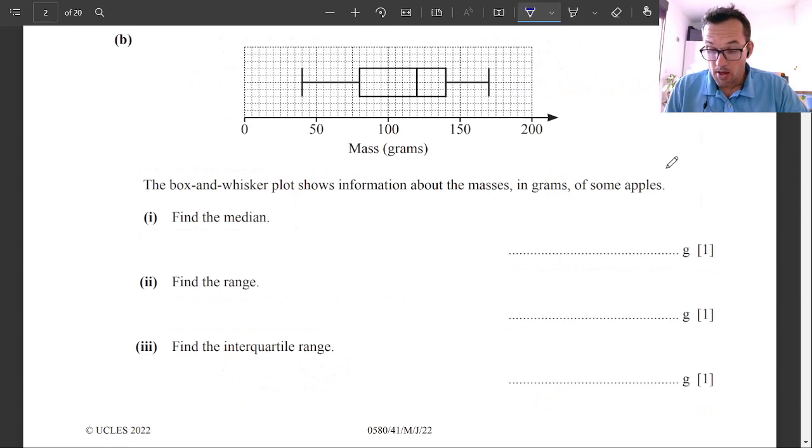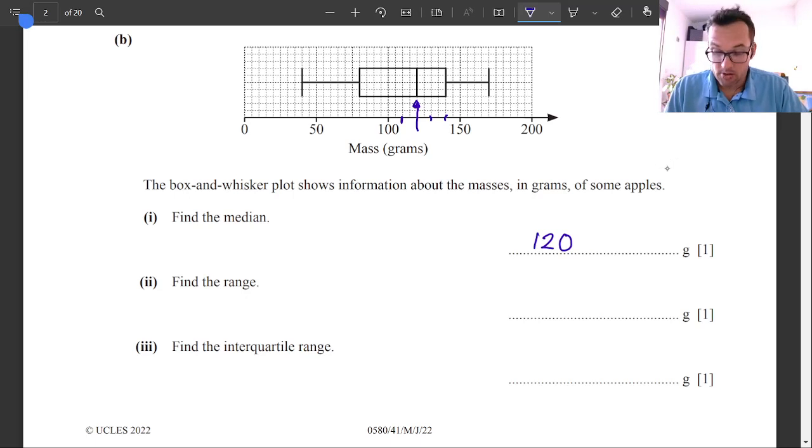Question 1b, box and whisker plot. The median, of course, is that middle line in the box. Alright, we need to make sure that we get the scale right though. Alright, so let's see, there is 1, 2, 3, 4, 5, 6, 7, 8, 9, 10 squares between 100 and 150. So every second square needs to count for 10. Or every square counts for 5. So that's 110, 120, 130, 120 grams.